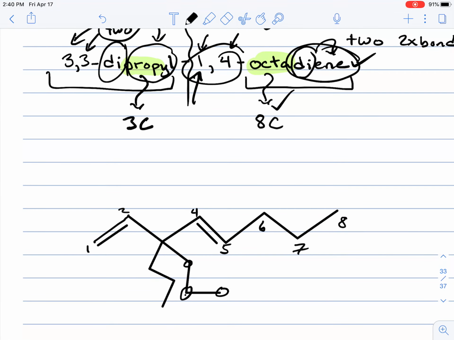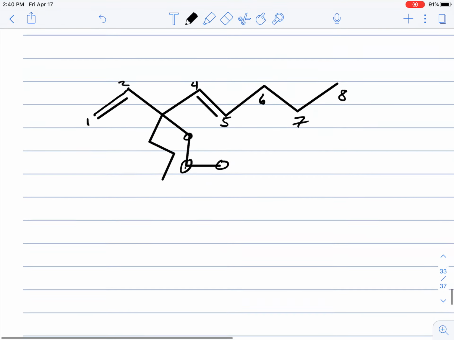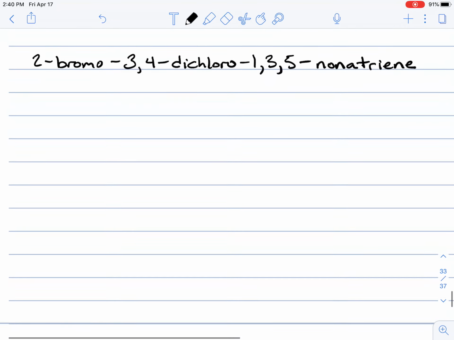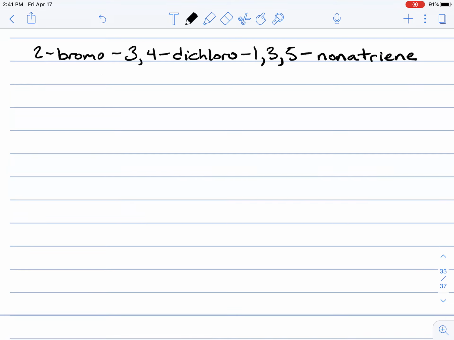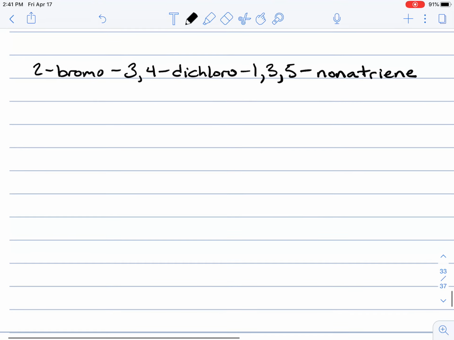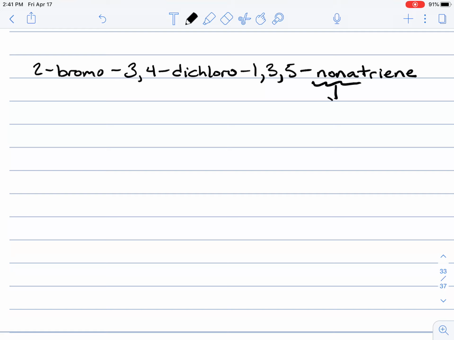All right, so hopefully you guys are picking up the pattern and drawing these alkenes. And let's go ahead and do one more before we talk about how to name alkynes. To draw a triene, we're going to have to figure out the number of carbons in our parent chain. And here I see nona. So nona is telling me I have 9 carbons. So let's go ahead and build that first.